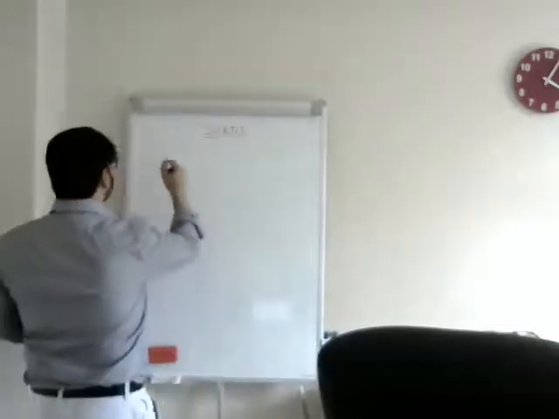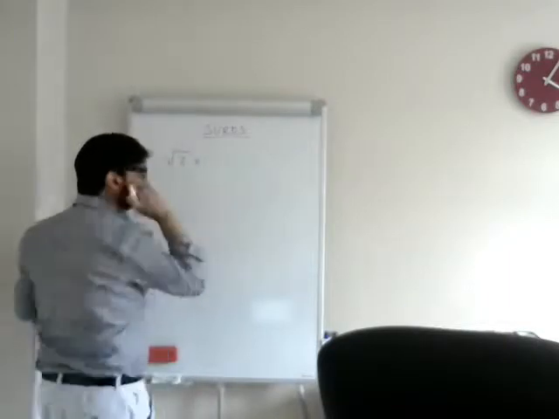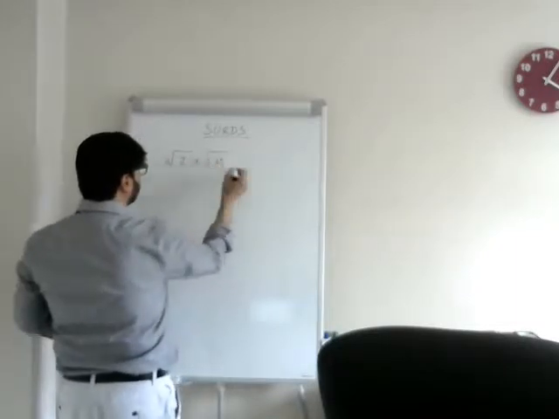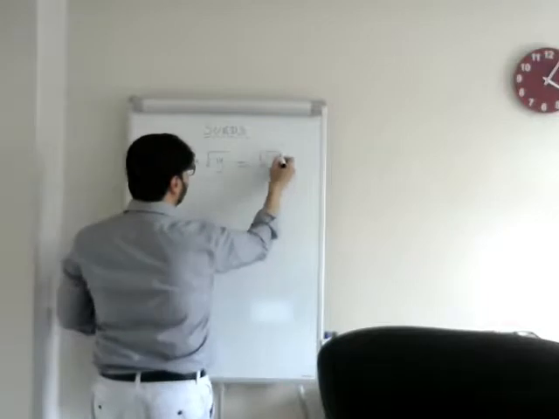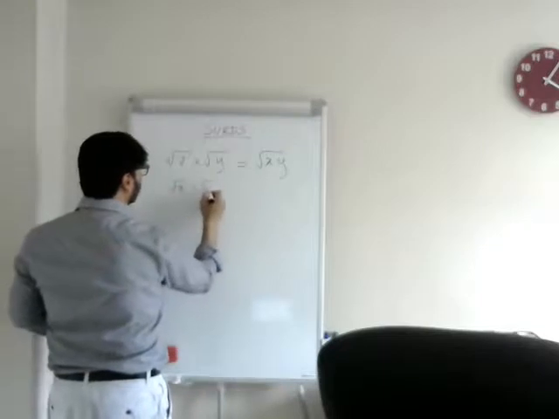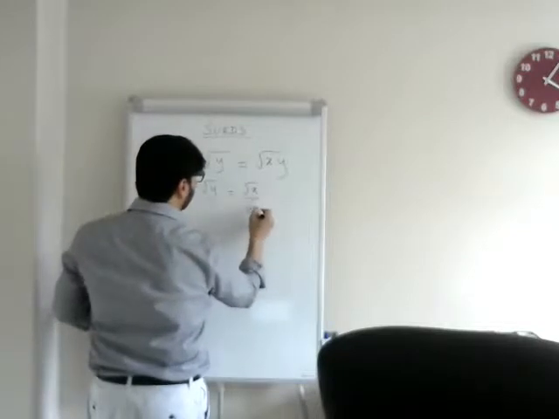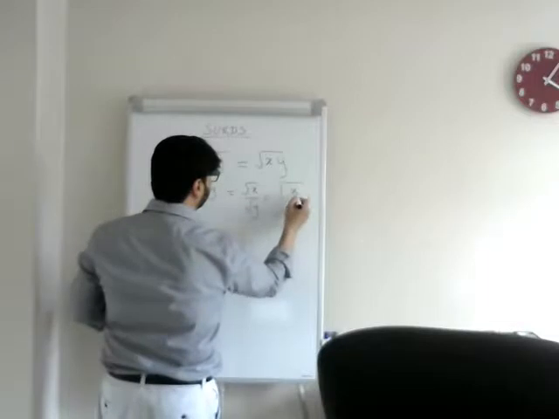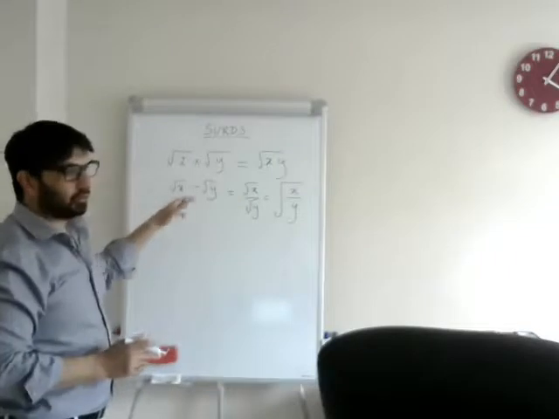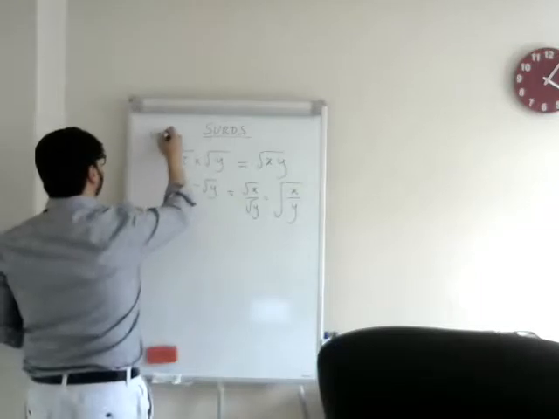Now let's look at a simple equation for surds, because to do surds we need to abide by the rule. So we follow the simple rule here, which is square root of x times square root of y gives you square root of xy, and square root of x divided by square root of y gives you square root of x over y. Whenever we solve a question involving surds, we need to stick to this rule. You can't go outside this rule.